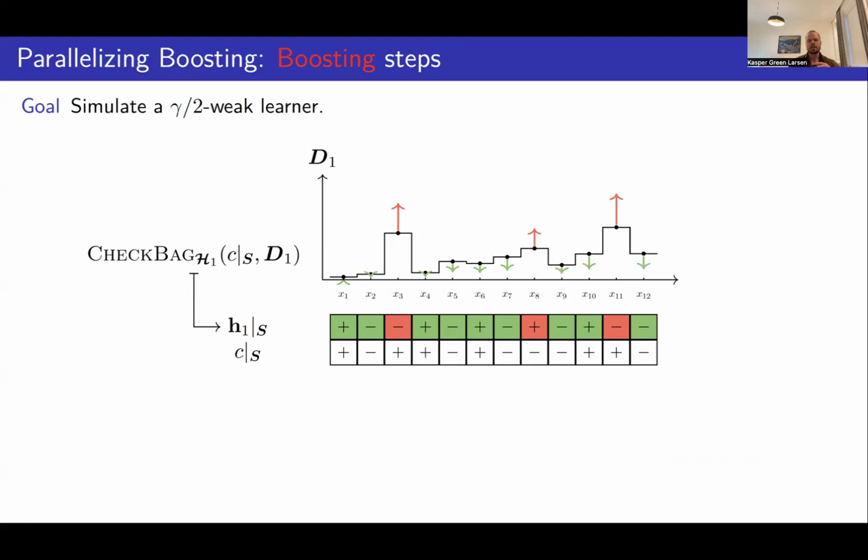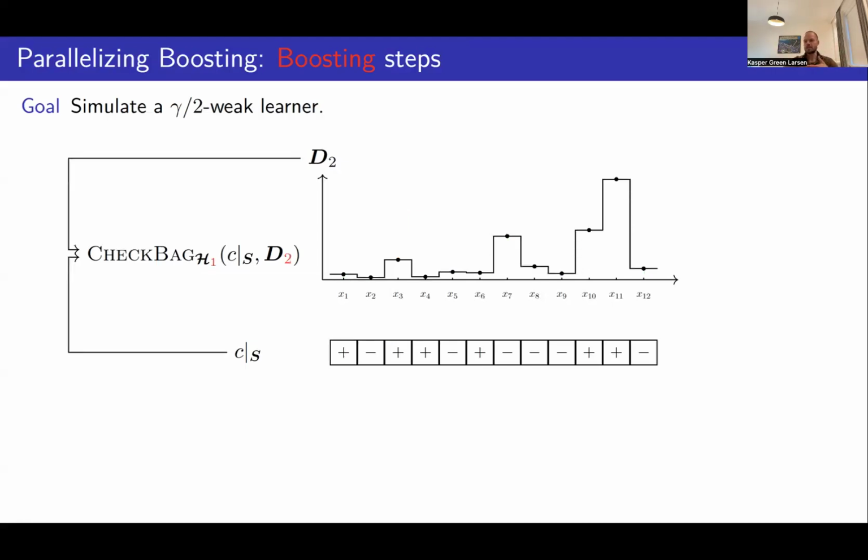Okay, then I could do a boosting step. Like in AdaBoost, I decrease the weight of data points that are correctly classified, and increase the ones that are misclassified. That gives me a new distribution D2, like in normal boosting. But the idea now in this algorithm is that we don't want to do another round of training. We would like to reuse this bag that we already have of pre-trained classifiers. So what I'm going to do now is check the bag H1 using the distribution D2. I'm going to look for a classifier in H1 whose error is at most a half minus gamma half on the distribution D2.